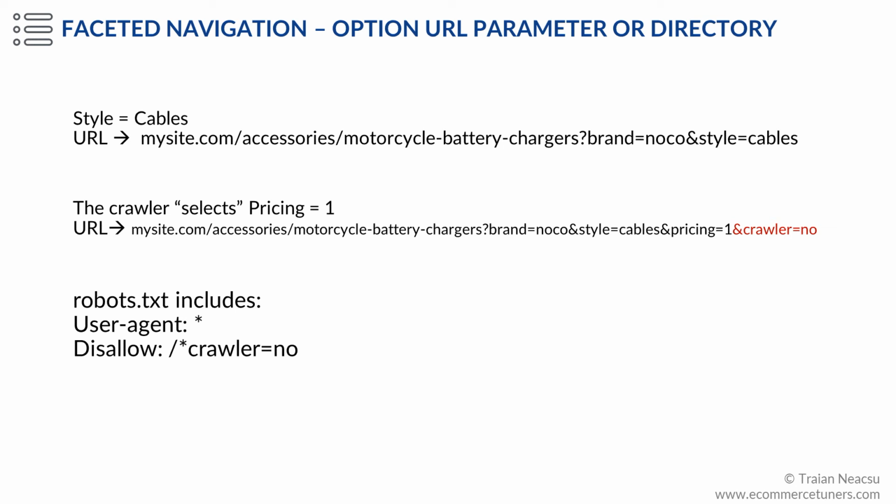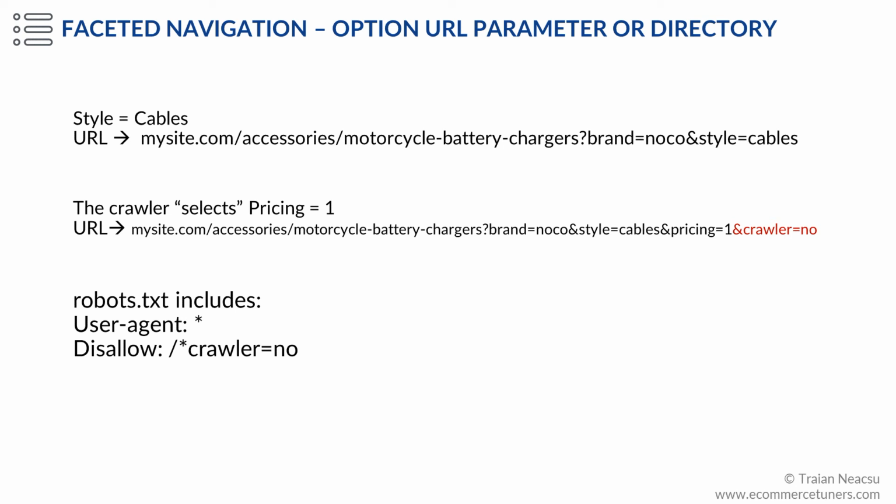Now the crawler selects one of the pricing filter values, number 1. Since this is the third filter value, you will append the crawler equals no to the URL. So now the URL becomes mysite.com/accessories/motorcycle battery chargers (brand equals NOCO and style equals cables and pricing equals 1 and crawler equals no). To block this URL, the robots.txt will contain the following lines.